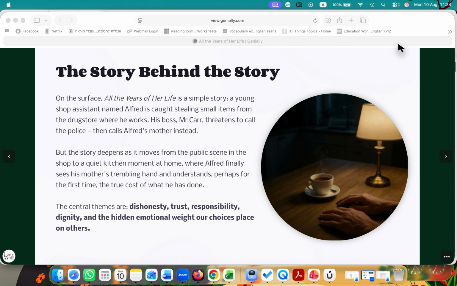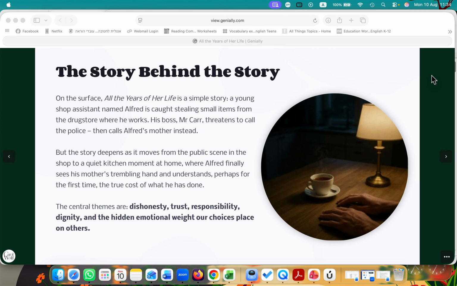A quick background for you before we get into the activities. This isn't something that you'd share with your students before the opening mystery. Alfred, a young shop attendant, is caught stealing small items from the drugstore where he works. And his boss, Mr. Carr, calls his mother rather than immediately involving the police.